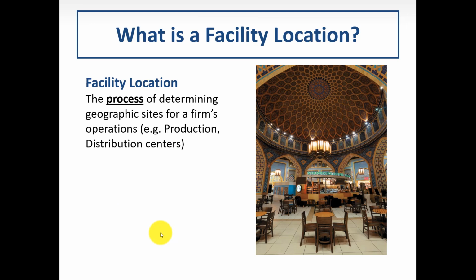Facility location is a process. Now, I hope that by now the word process is clear to you. I mean, it's about transforming some kind of inputs. In this case, it will be information, and the output will be a geographic site, a specific location.